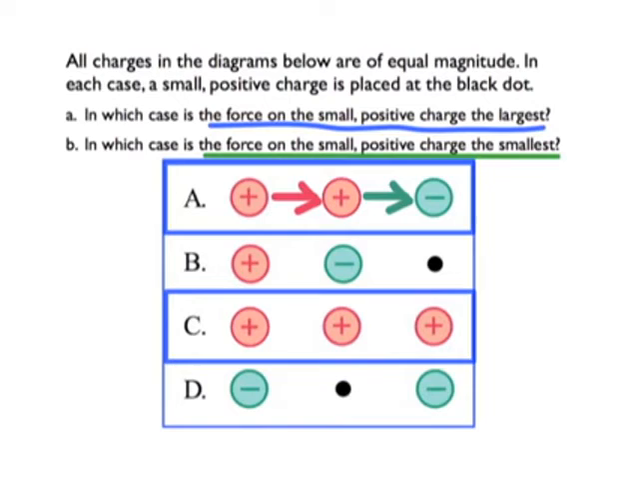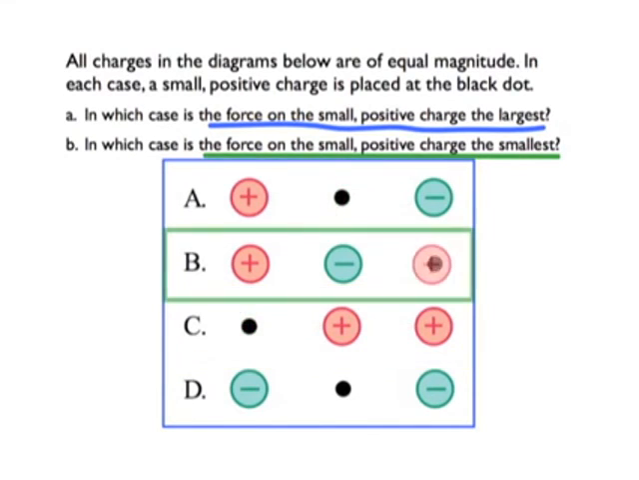Why is that bigger than this one? If I have a positive charge here, it's going to feel a force from this one, which is to the left. And it's going to feel a force from this one to the left, but it's smaller. So the two forces are in the same direction, but one is small, one is big. In this case, they're in the same direction. They're both big.